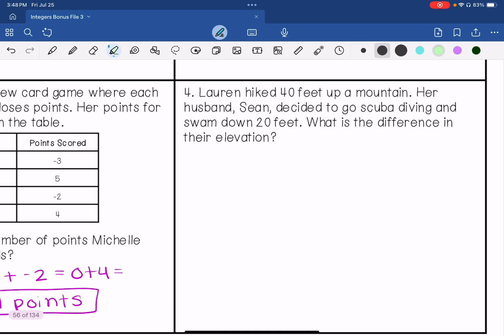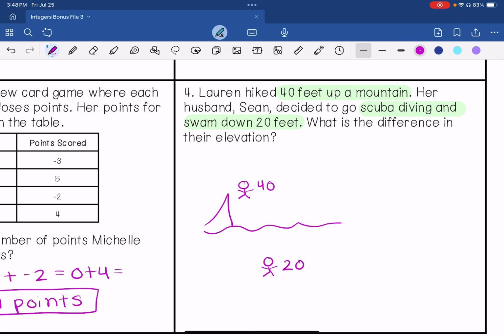Lauren hiked 40 feet up a mountain. Her husband, Sean, decided to go scuba diving and swam 20 feet down. What is the difference in their elevation? So I have a mountain. Lauren's up here. Then I have the sea. Sean is down here. What's my big difference here? 40 minus -20. Keep, change. That is 60 feet.